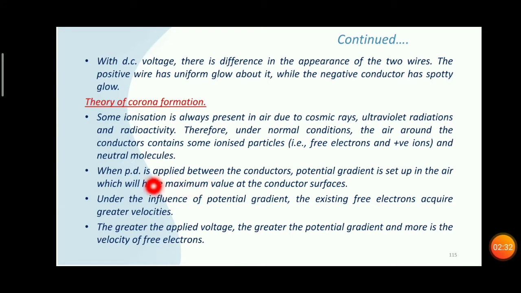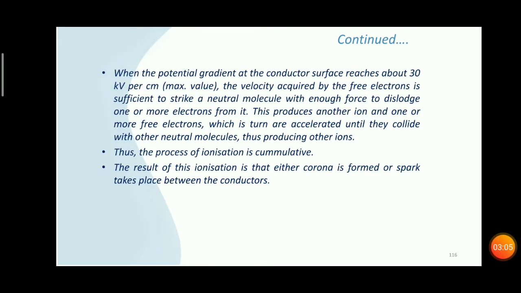When the potential difference applied between the conductors is increased such that it is greater than the breakdown strength of the air, the conductivity of the ionized particles increases. Under the influence of the potential gradient, the existing free electrons acquire greater velocities. The greater the applied voltage, the greater the potential gradient, and the more the velocity of the free electrons.